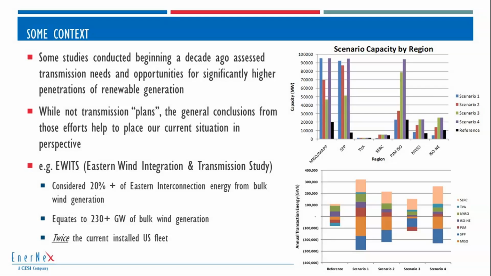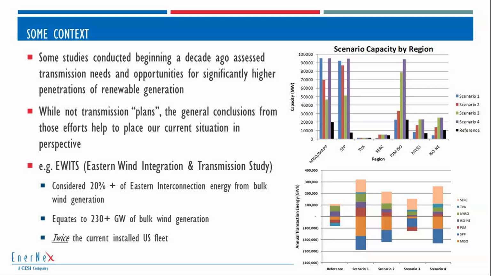But the number that struck me as I was thinking about this presentation was that in the Eastern study, which involved the Eastern interconnection, the target was for 20% of the Eastern interconnection demand, in 2008-2009, to be met by wind. And looking at the wind resources from the NREL database and trying to concoct some scenarios, that was 230 gigawatts for the Eastern interconnection only. So that's twice the installed fleet just in the Eastern interconnection.